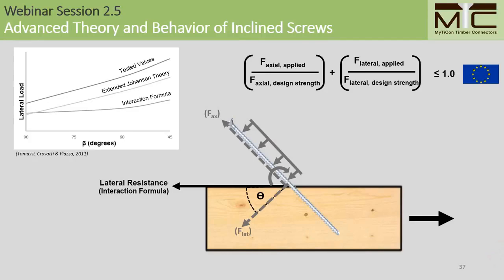So this was also assessed in terms of its suitability for inclined self-tapping screws in the study that's cited over here. According to this study, the interaction equation was also found to be safe, but also overly conservative, as you can see in this chart. We have tested values on the above line here, and on the lower line, we have the interaction formula. So you'll also see, looking at this chart, that there was much better agreement between test results and theory whenever we use the extended Johansson theory, and that's the final design model that we're going to turn to now.